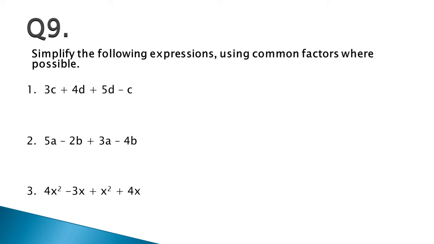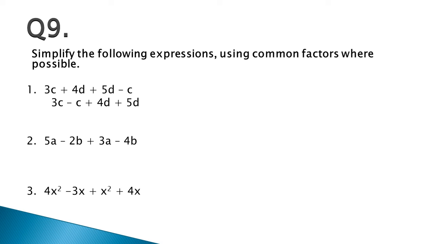It says simplify the following expressions using common factors where possible. The first one says 3c plus 4d plus 5d minus c. So the common factor means which are alike. In this one, 3c and c, they both have c, the like term. Similarly, 4d and 5d, they both have d, the like term. So now we are going to write them by rearranging, writing the like terms together, so it's easier to add or subtract them later on.